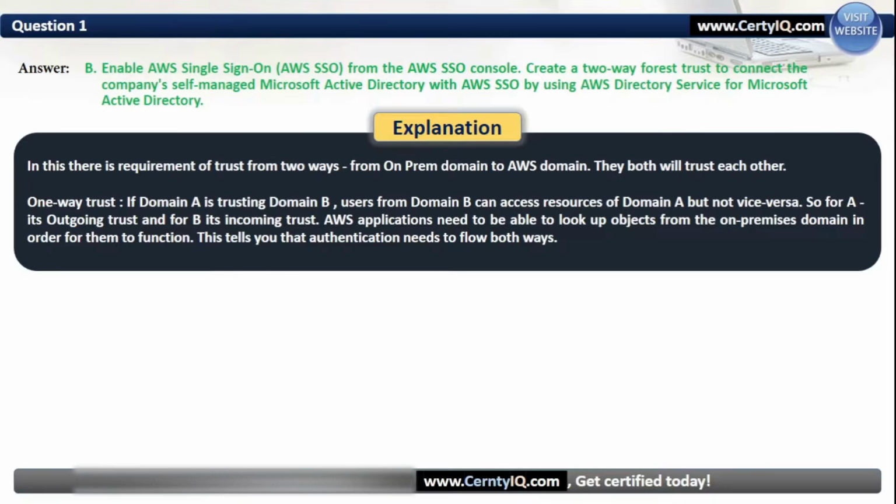One-way trust: if domain A is trusting domain B, users from domain B can access resources of domain A but not vice versa. So for A, it's outgoing trust, and for B, it is incoming trust. AWS applications need to be able to look up objects from the on-premises domain in order for them to function. This tells you that authentication needs to flow both ways.